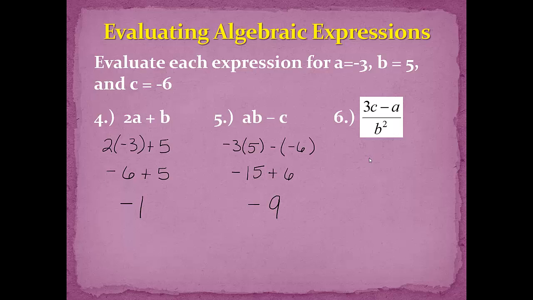And now for number 6, we have 3c minus a, and that's all divided by b squared. So we're going to have 3 times c, and c is -6, minus a, so minus -3, and that's all divided by b squared, or 5 squared. We need to simplify the numerator, and we need to simplify the denominator, and then we'll see if we can simplify our entire fraction.